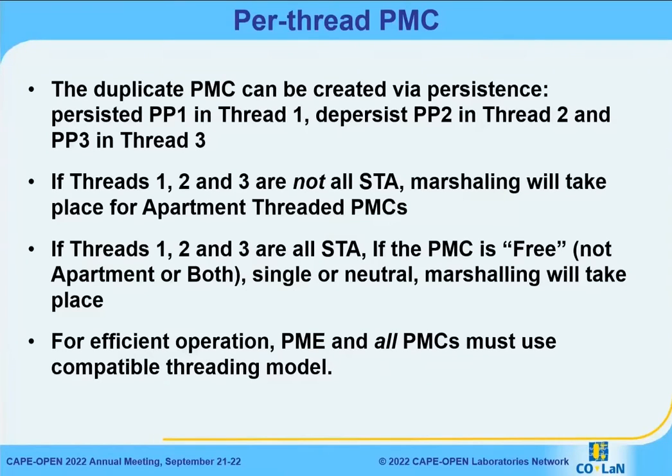Also, if threads 1, 2 and 3 are not all single-threaded apartments, marshalling will take place for any apartment-threaded PMC. And remember that currently pretty much all PMCs are apartment-threaded. So the opposite also holds. If threads 1, 2 and 3 are all of the single-threaded apartment threading model, but the PMC is not, it is not apartment or both, then surely marshalling will also take place.